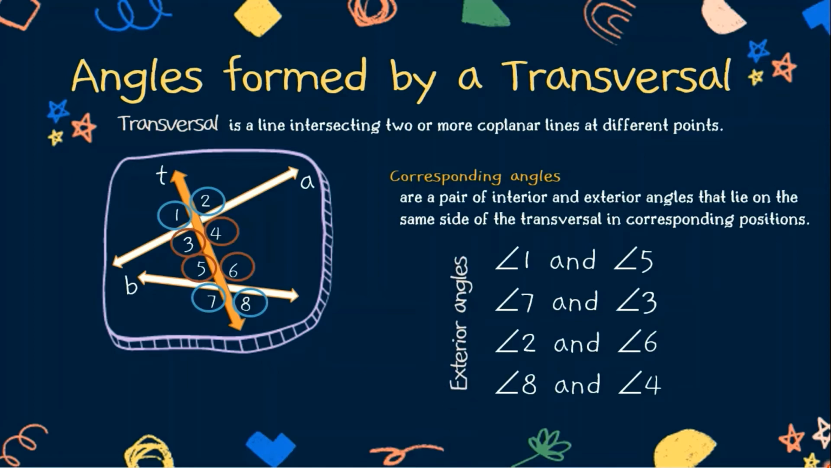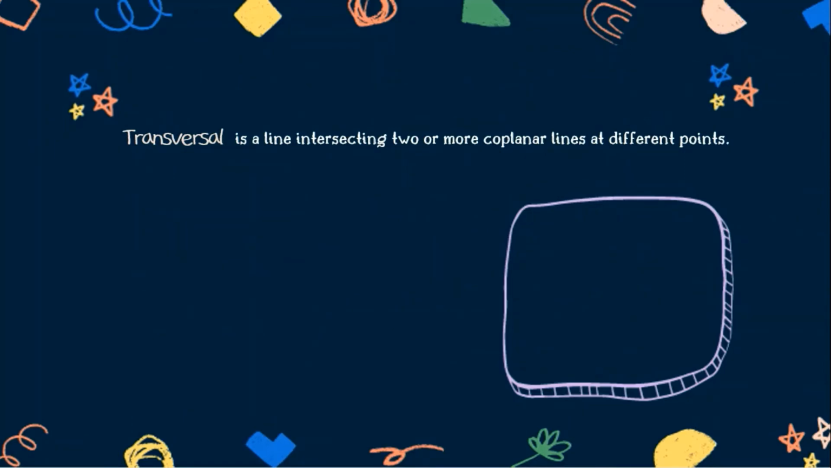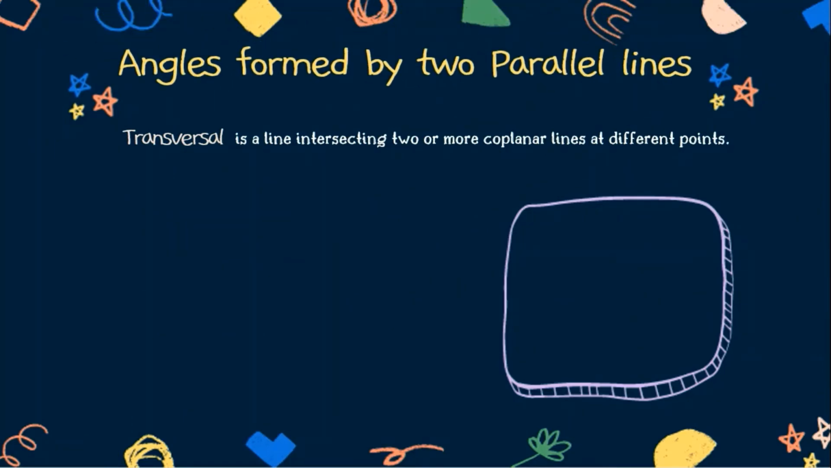If we notice, angles 1, 7, 2, and 8, all of them are exterior angles. 5, 3, 6, and 4, all of them are interior angles. And those are the angles formed when two lines are cut by a transversal. Now let's focus on the angles formed when two parallel lines are cut by a transversal.